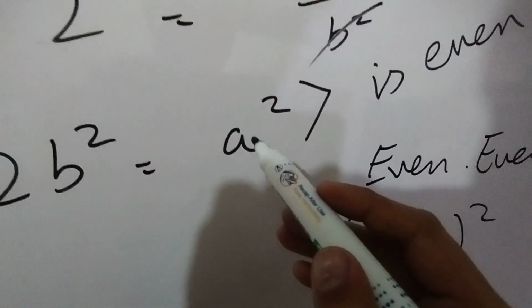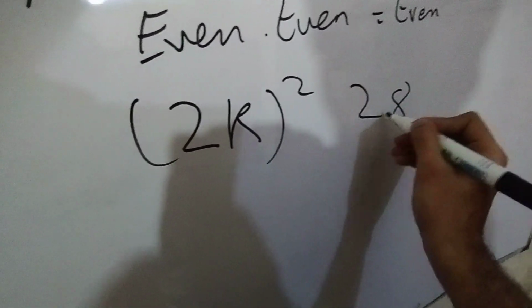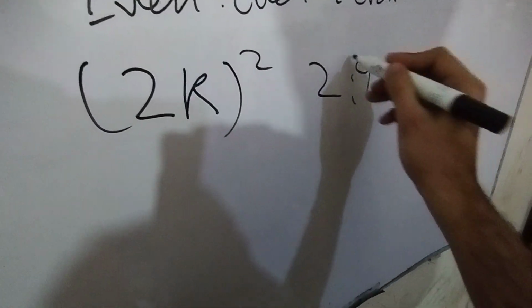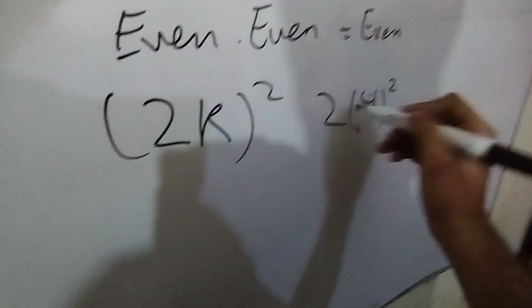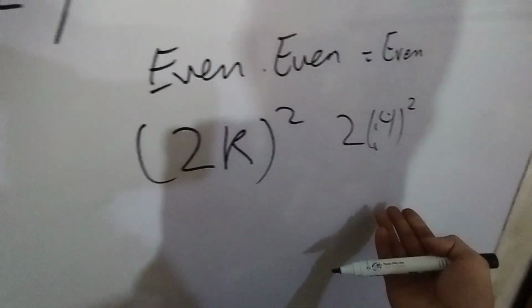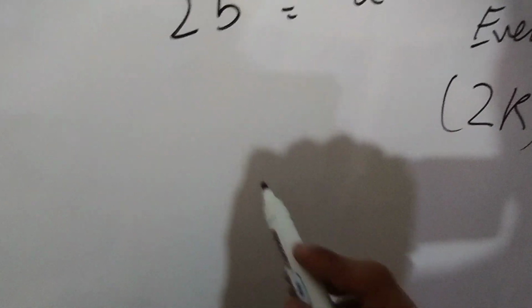So let's assume that a was 8. Let's just say it was 8. So 2 times 4 would give us 8, then it would be 8 squared. So we're just going to assume that 2k squared is even, and we're going to put it over here.